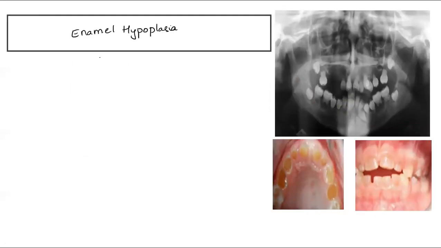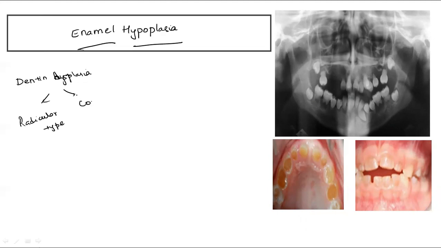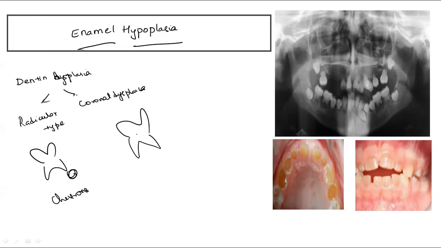So here I have written about enamel hypoplasia. So just let me write here itself about dentin dysplasia. Okay, here you have radicular type, and here you have coronal dysplasia. Okay, just remember that in radicular type you can see radiolucency. Here you do not see any radiolucency, but here mainly the pulp, I'm sorry, I said that chevron's pulp is seen in coronal dysplasia. It is thistle-shaped tube-like pulp that is seen.